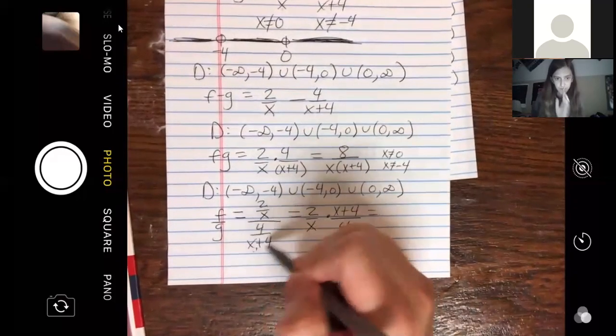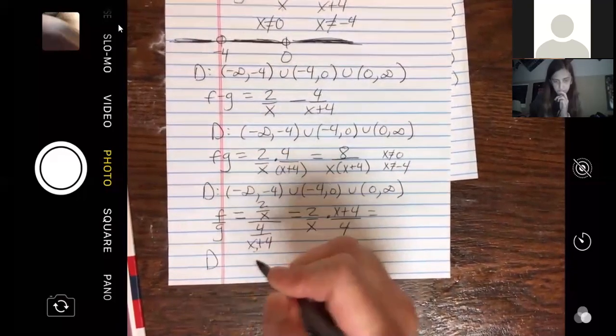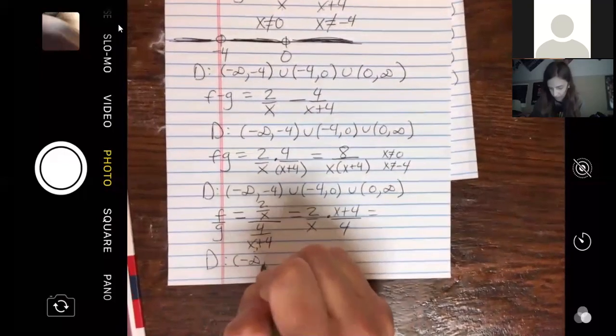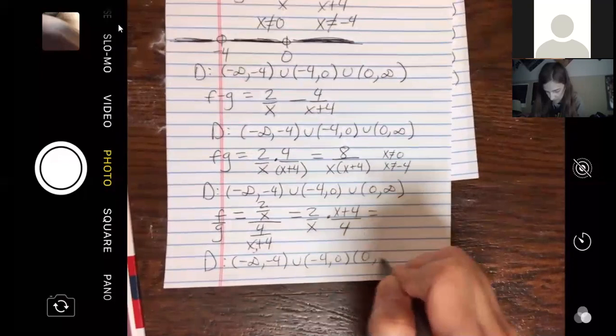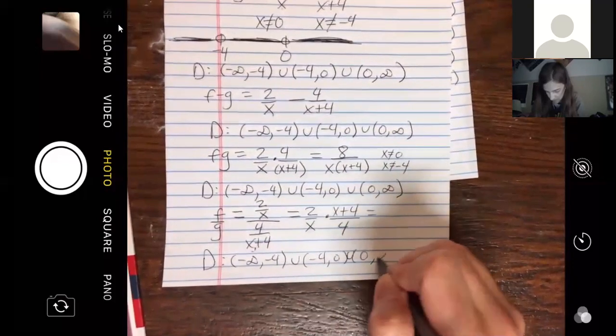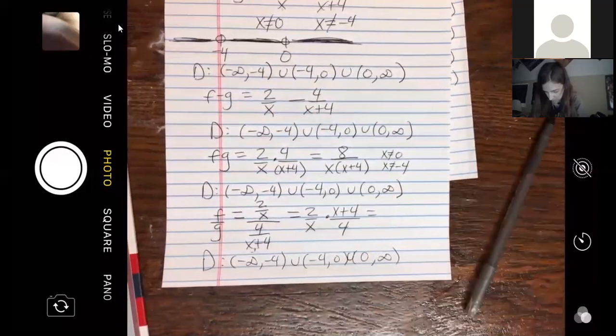Okay, so they're doing it off this form, and so they're keeping the domain the same then. Okay. In interval notation, that's -4 to 0, 0 to infinity.